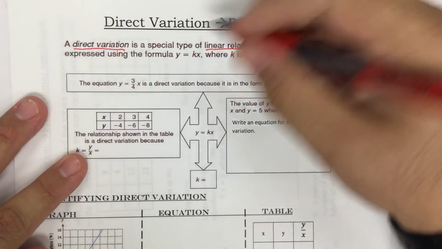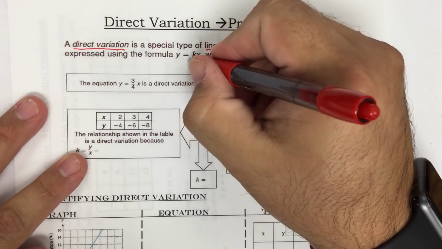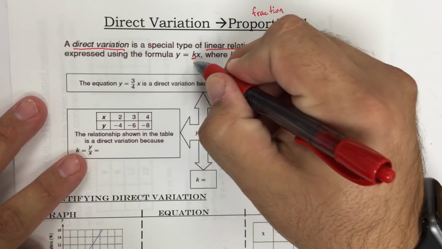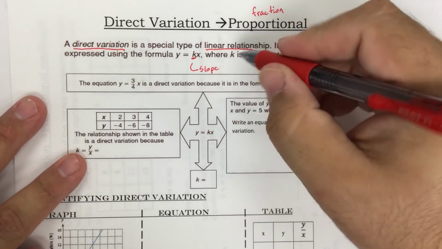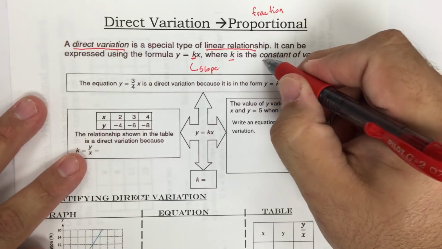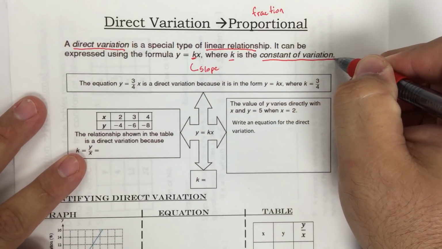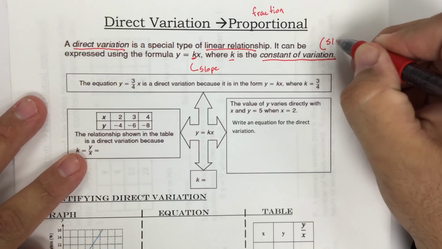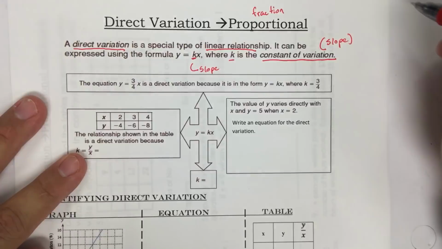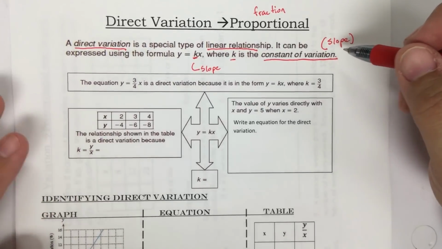It can be expressed using the formula y equals kx. So if you notice this k, that's where we would put the slope. That's exactly what k is, and k is called the constant of variation. This is the same thing, just like we've been doing this whole entire time. This is what we call slope. In this case, it's a little bit different.